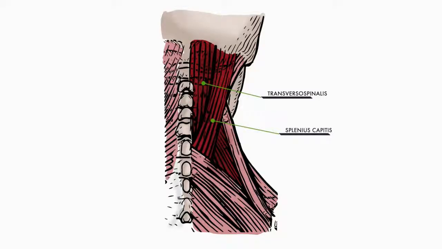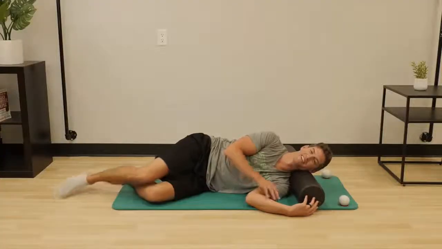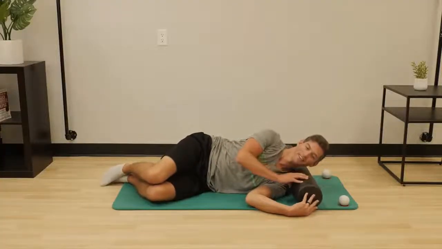The muscles that are much deeper are the transversospinalis and splenius capitis. The nerves that innervate these muscles are found from the C1 through the C6. These muscles connect the head and neck, which means looking down, like reading, computer work, or especially phone or tablet work, can cause problems. Start in a side-lying position with a foam roller between the neck and shoulder.